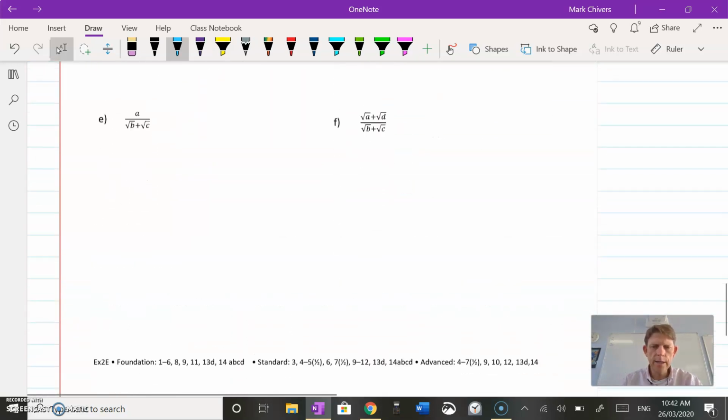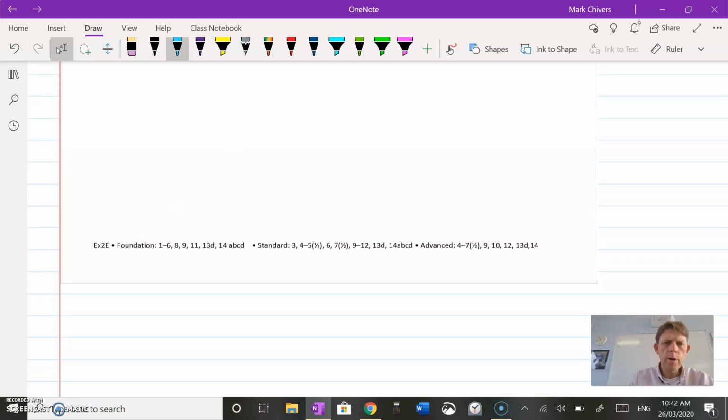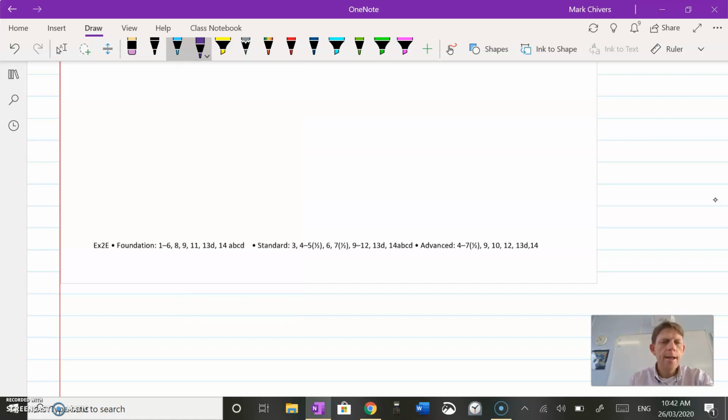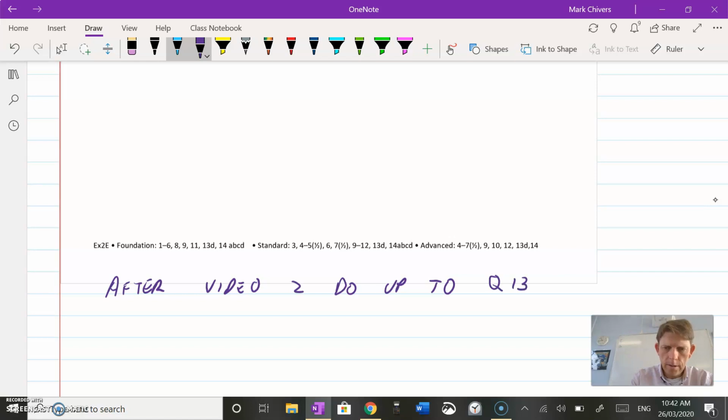But if I flick on down here, I'm going to write a note here, which obviously you guys will already see in OneNote when you get here. With regards to this, after this lesson, so after video 2, do up to question 13. And don't go any further. So don't do question 13. So question 13 and 14 after video 3.